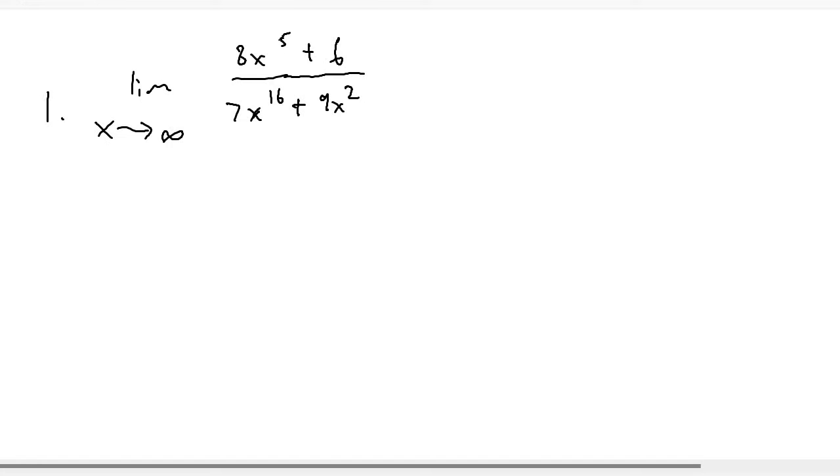So on the numerator, the highest degree is x to the 5th. And on the denominator, it's x to the 16th. So as you can see, x to the 16th is way bigger than x to the 5th. So x to the 5th is basically insignificant compared to the 16th power. So this equation is actually bottom heavy. And whenever an equation is bottom heavy, and when you plug in infinity, the equation will converge to 0.